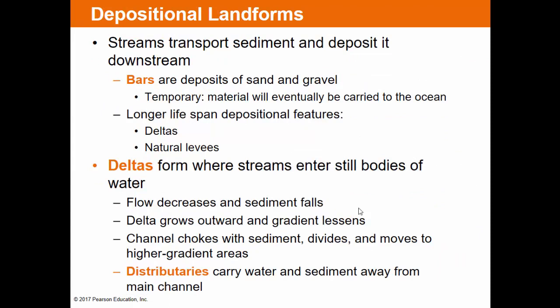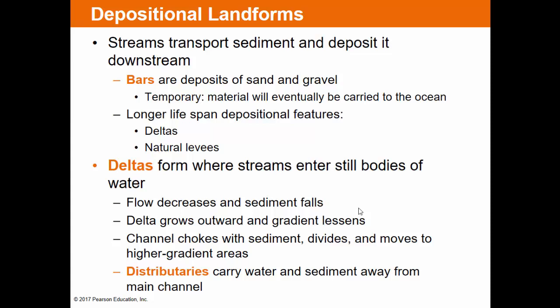Streams, of course, transport sediment and deposit it downstream. They deposit it just like on the meanders, the point bars on the inside of the meander. Any place that alluvium or sediment's deposited is a bar. Bars are deposits of sand and gravel, generally temporary, like sandbars at the beach, and can be carried away to the ocean, or in case of sandbars, by the ocean. Some longer-lived depositional features are deltas and then natural levees.